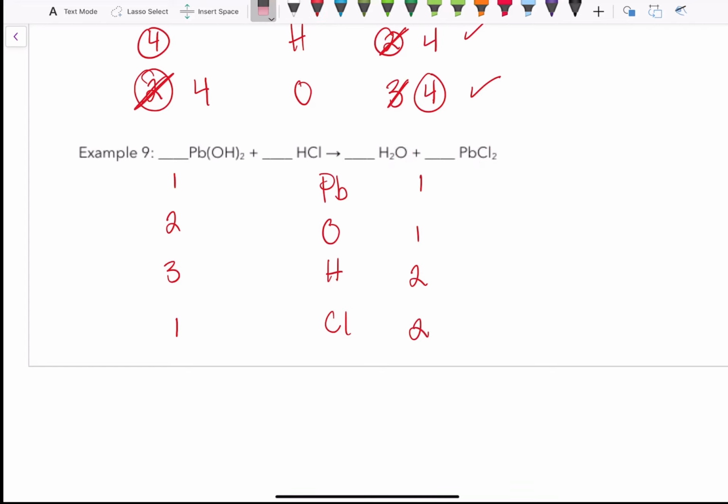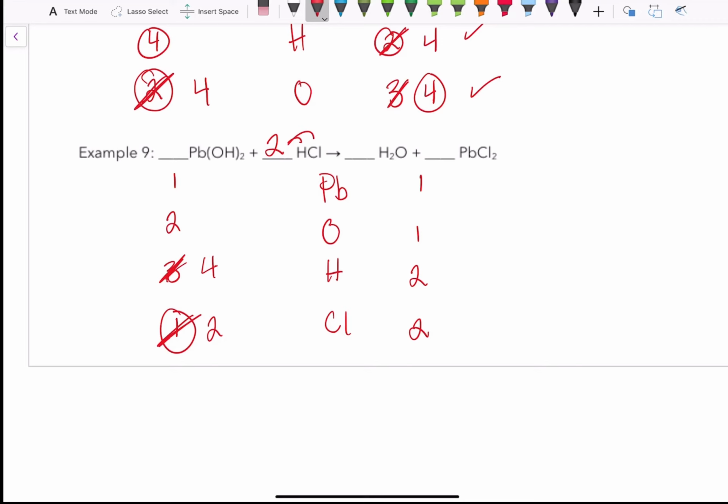We want to start with metals first. Our metal, lead, is already balanced. And then let's go non-metals. So we'll go to chlorine next. To balance chlorine, we need to take this 2 and 1 and make them equal. This 1 can turn into a 2 with a coefficient of 2 here. This now changes to 2. But it also changes our hydrogen. So now our hydrogen total on this side is 2 and 2, so it's 4. So this 3 turns into a 4.